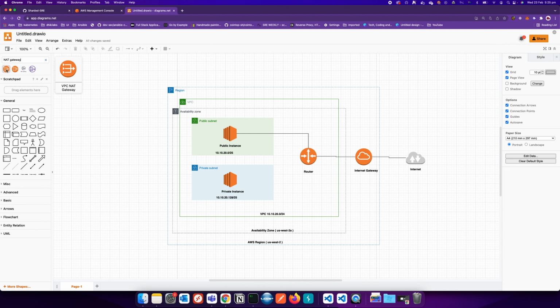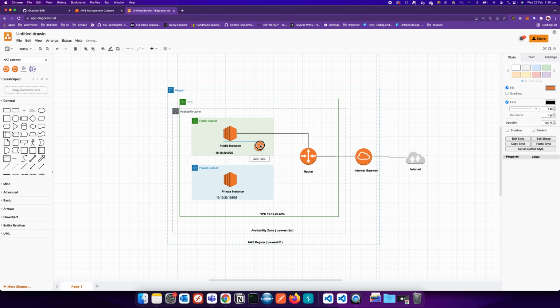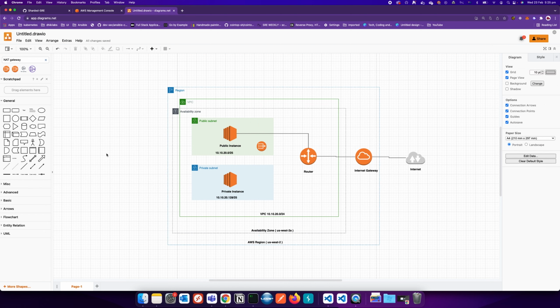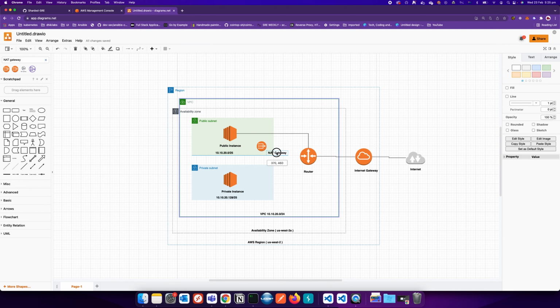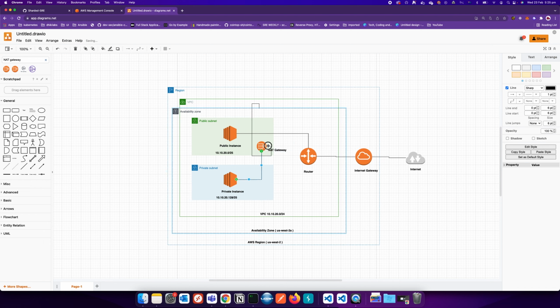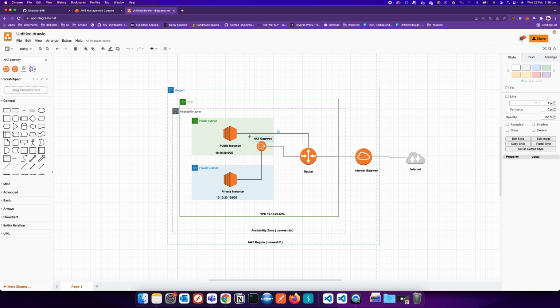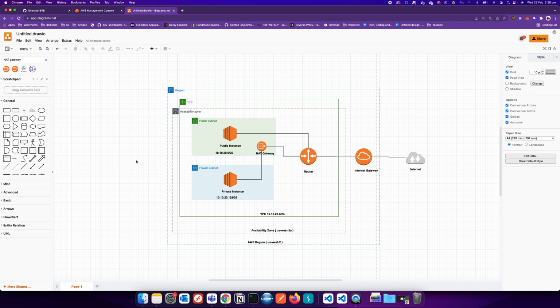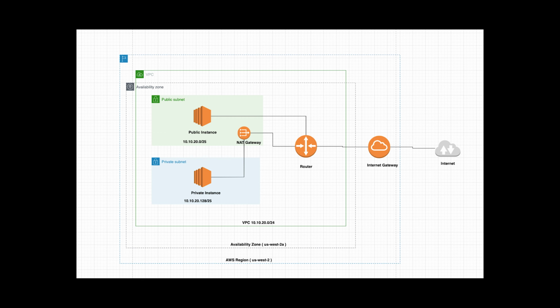Unlike instances in public subnet, instances in private subnet cannot reach internet directly, and hence we would need a NAT gateway. So let's just add a NAT gateway here. With this, we have our minimal AWS infrastructure designed ready. In the next video, we will look into creating this using Terraform.